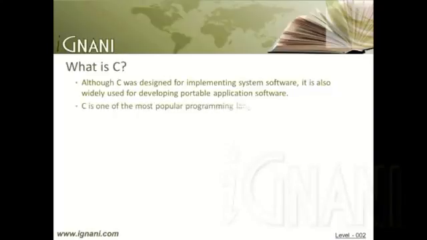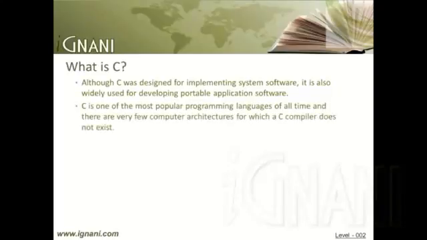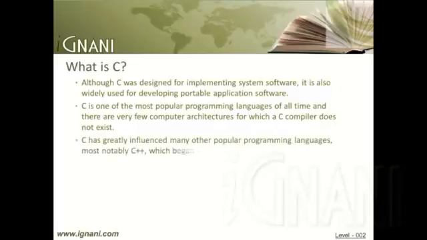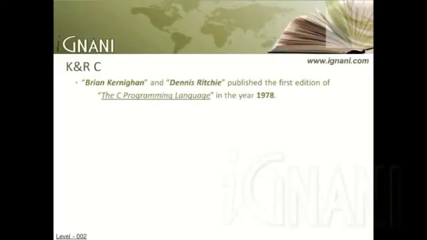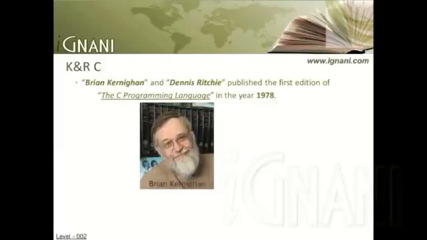C is one of the most popular programming languages of all time, and there are very few computer architectures for which a C compiler does not exist. C has greatly influenced many other popular programming languages, most notably C++, which began as an extension to C. K&R C: Brian Kernighan and Dennis Ritchie published the first edition of The C Programming Language in the year 1978.